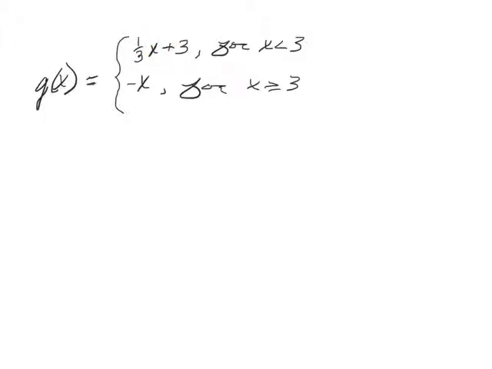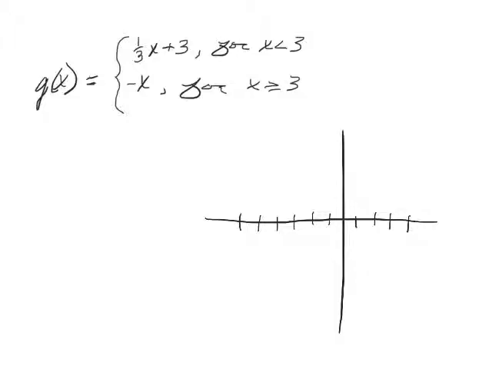So if we have our graph, and I'm just going to draw one here real quick, and I say that my x value is going to be less than 3. Let's see what happens if x is less than 3. Let's just put in 2. So when x is 2, I'm going to use this equation, because it says whenever x is less than 3, we use that equation. So I get 1/3 times 2, so I get 2/3 plus 3 for my y value, or 3 2/3.